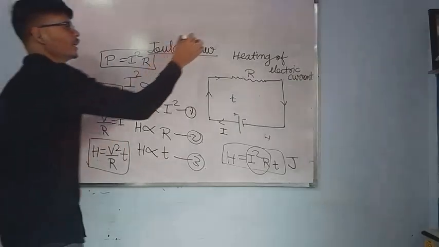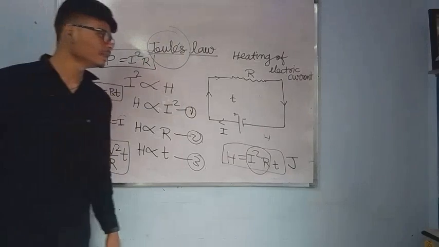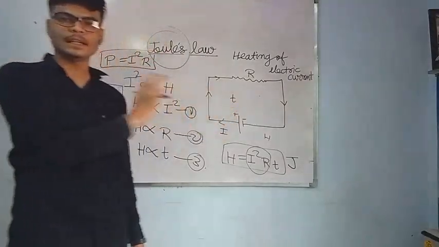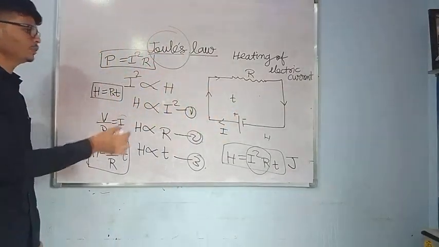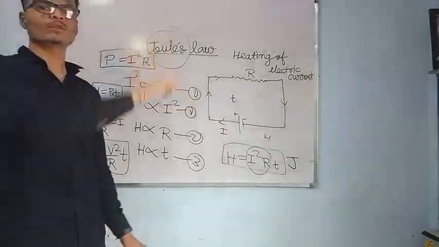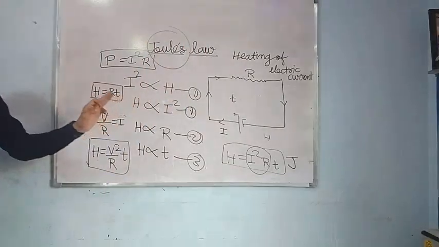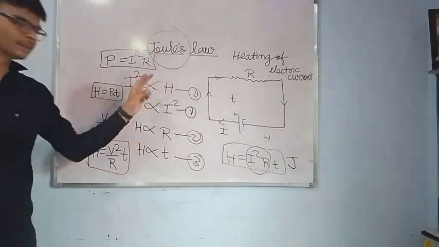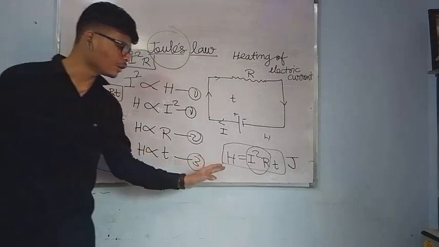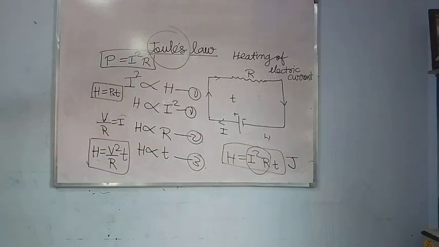And basically the unit of heat is joule, because it's Joule's law. In an electrical circuit, we observed that whenever we increase these quantities, the heat is also increasing. So Joule made an observation that these quantities will be increasing. According to that, we developed an expression for heat energy.